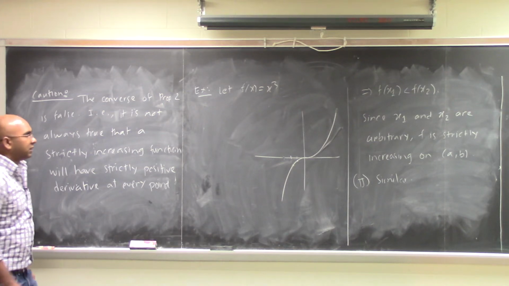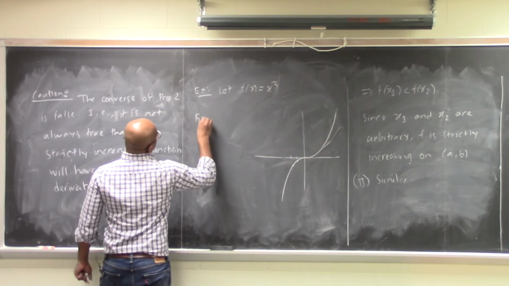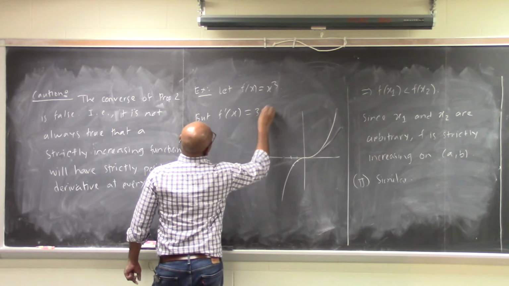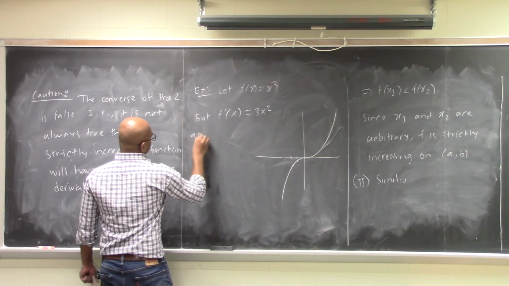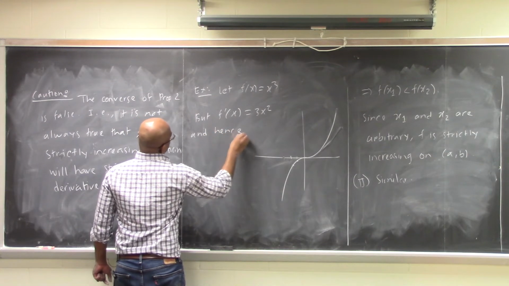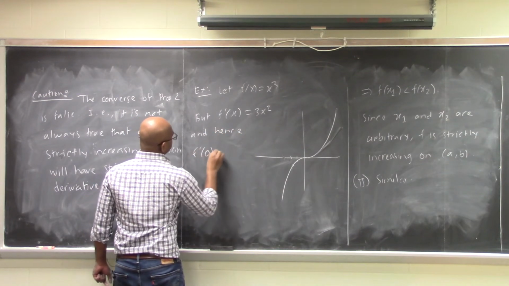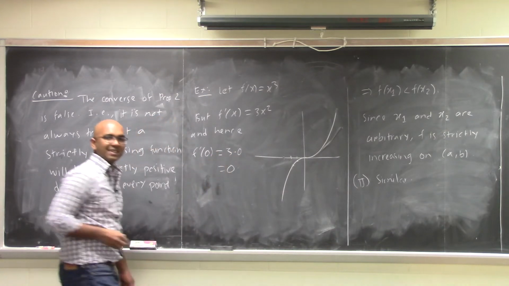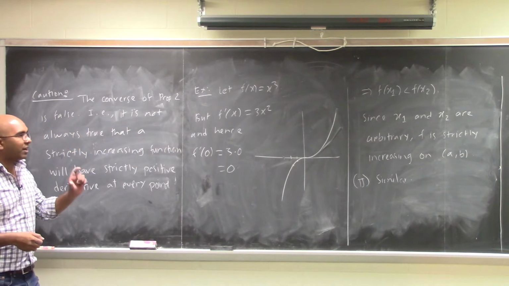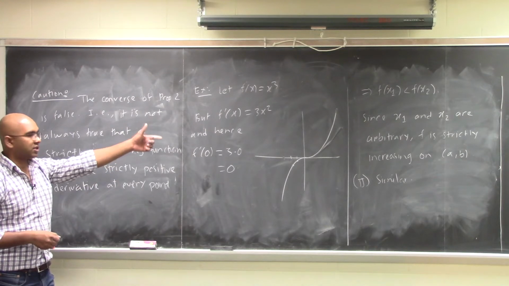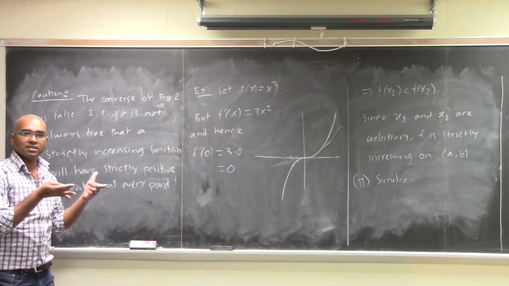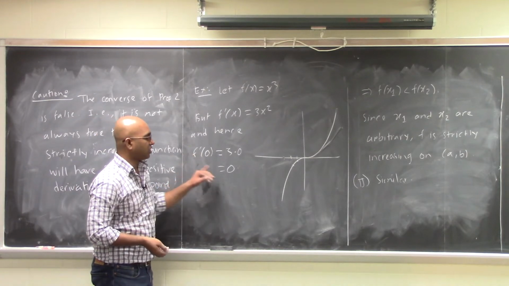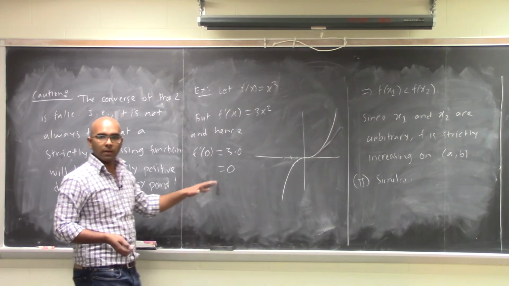But f prime of x is what? 3x squared, okay? And hence f prime of 0 is what? 3 times 0, which is 0, right? So we cannot actually get the converse of that statement. There are strictly increasing functions, but they don't have their derivative to be strictly positive at every point, okay?